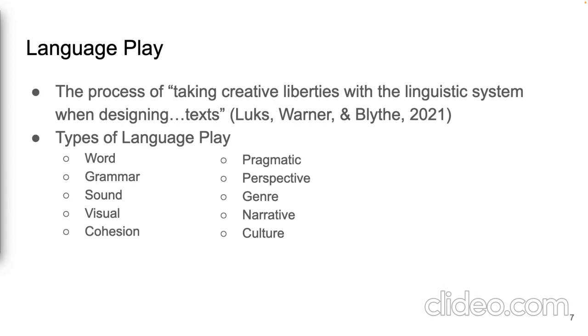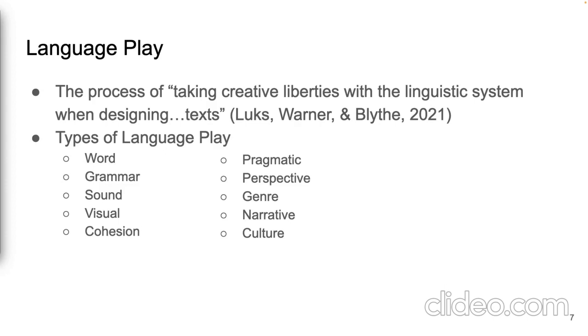Pragmatic play is things like switching registers, using formal and informal pronouns, use of sarcasm, that kind of thing. Perspective play is shifts in point of view, or taking a perspective that's a bit off, like a non-human, for example. Symbolic play is things like metaphors, figures of speech, allegory.